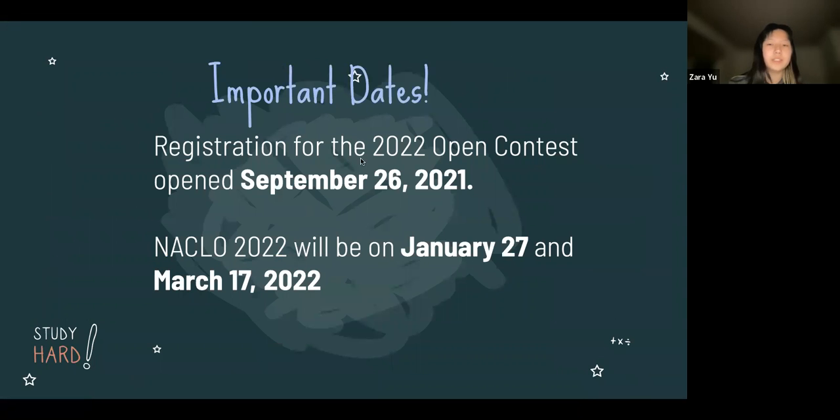Okay, so some dates. The registration opened a few months ago, and I believe it stays open until mid-January, right before the test. So if you're interested in doing NACLO, definitely sign up before the registration closes. NACLO 2022 will be on January 27th, as of now, according to what they say. And then the invitational round will be March 17th. So these are just some dates to keep in mind.